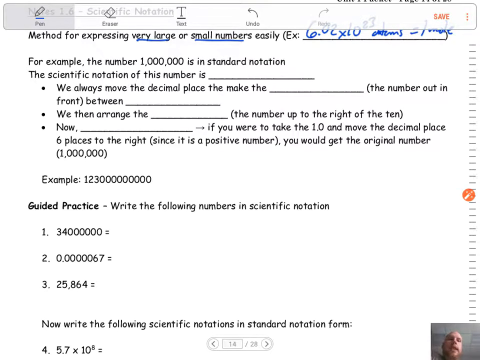This is in standard notation. Standard notation is when it's written out completely. Scientific is where it's in a decimal. The scientific notation of that number would be 1 times 10 to the 6th.